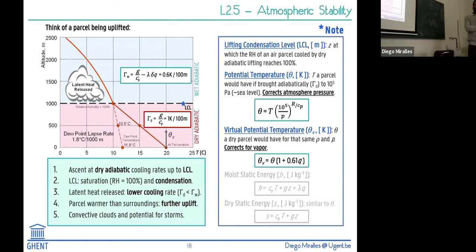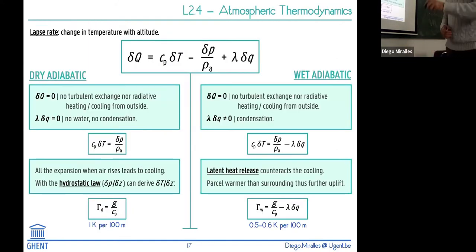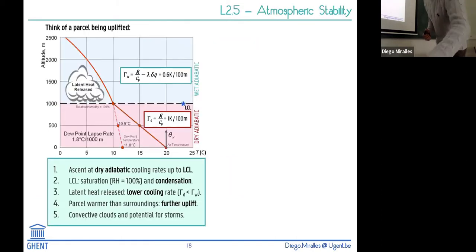Now, why is it 0.5, 0.6 degrees Celsius and not just a constant like for the dry? Because it depends on how much moisture you condense, right? If you look at the equation that we had before, you can see that depending on how much moisture you manage to condense, you will have more or less energy being released. And if you condense a lot of moisture, then you warm up a lot of the atmosphere, and you will have a lower or less steep decline with height of your temperature. So that actually explains why this is not linear.